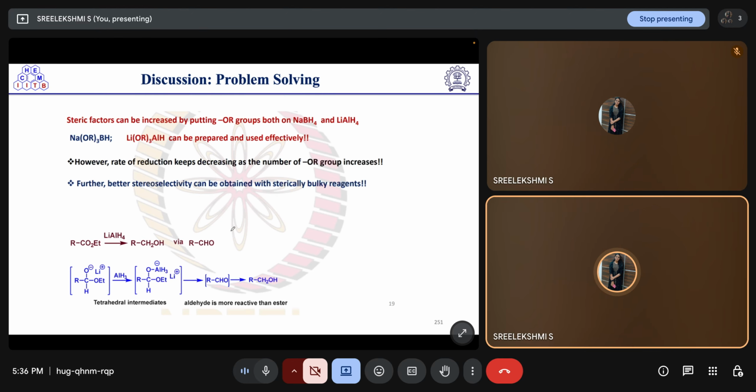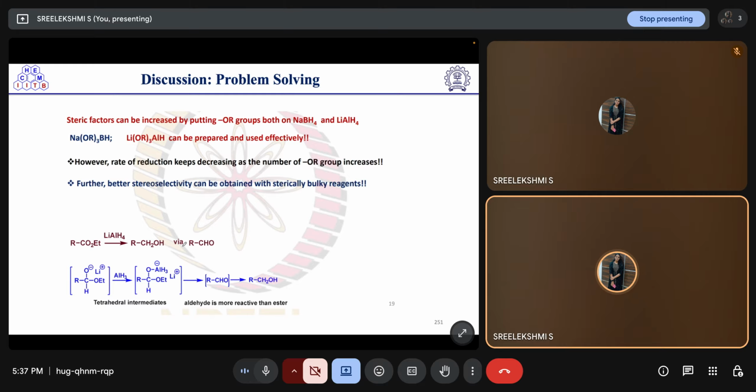Now, steric factors can be increased by putting OR groups on both NaBH4 and LiAlH4, like NaBH(OR)3, or lithium aluminum hydride derivatives like lithium alkoxy aluminum hydride, which can be prepared and used effectively. So the rate of reduction keeps decreasing as the number of OR groups increases. So we can control the reactivity of the reducing reagent if we increase the OR groups on either NaBH4 or LAH. Further, better stereoselectivity can also be obtained with sterically bulky reagents.